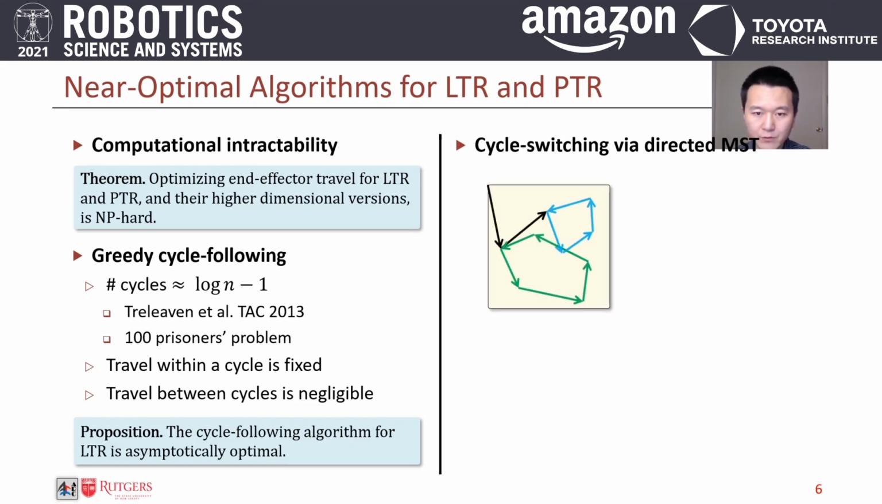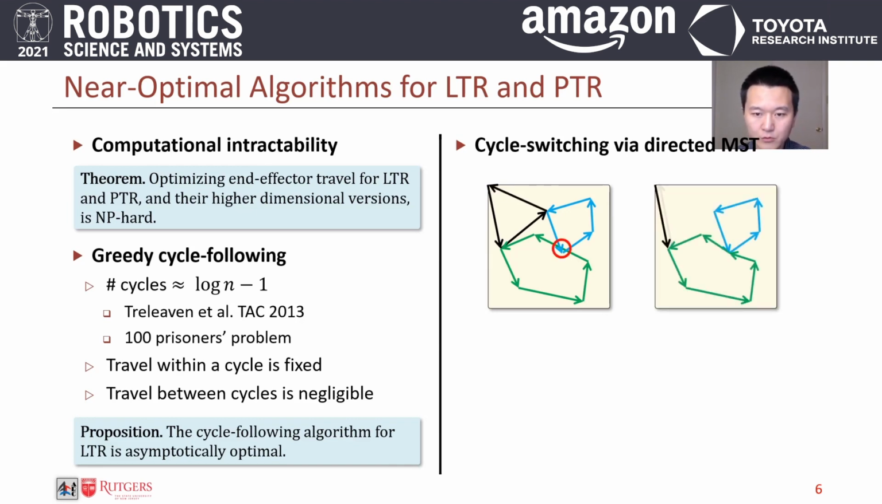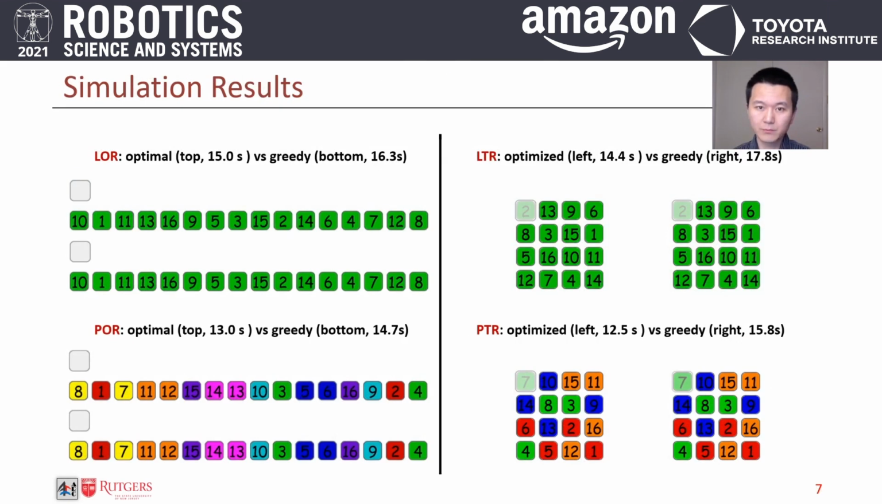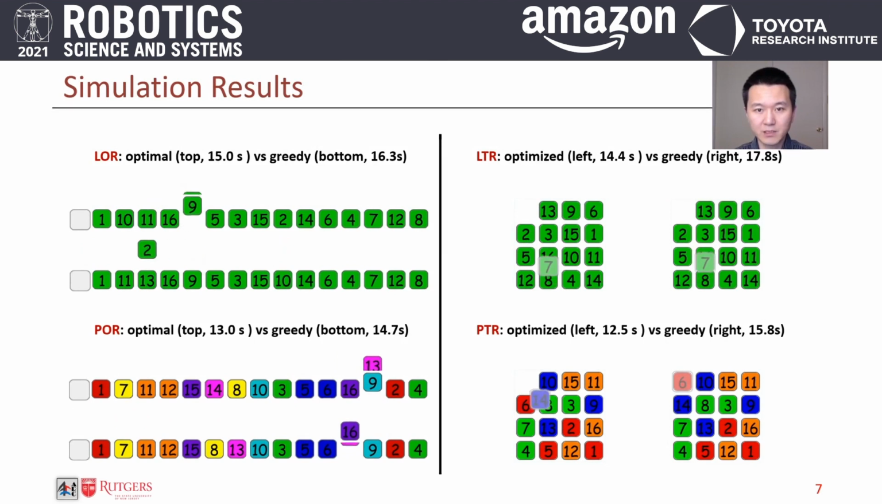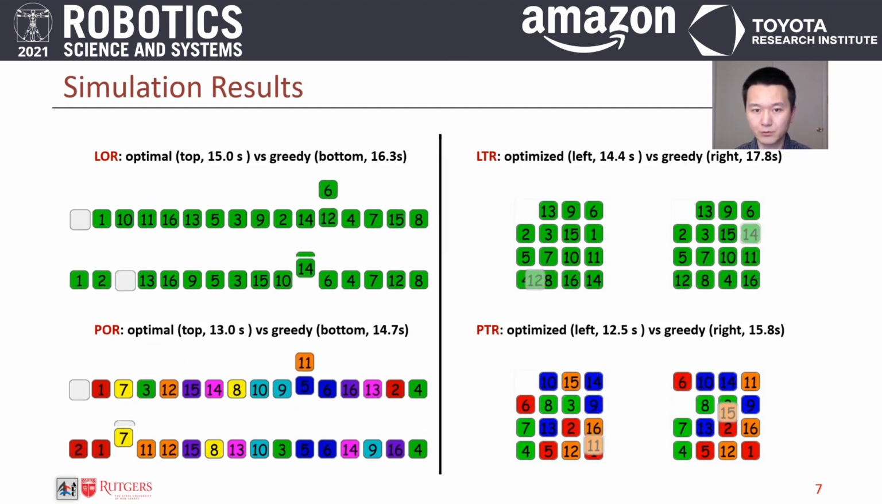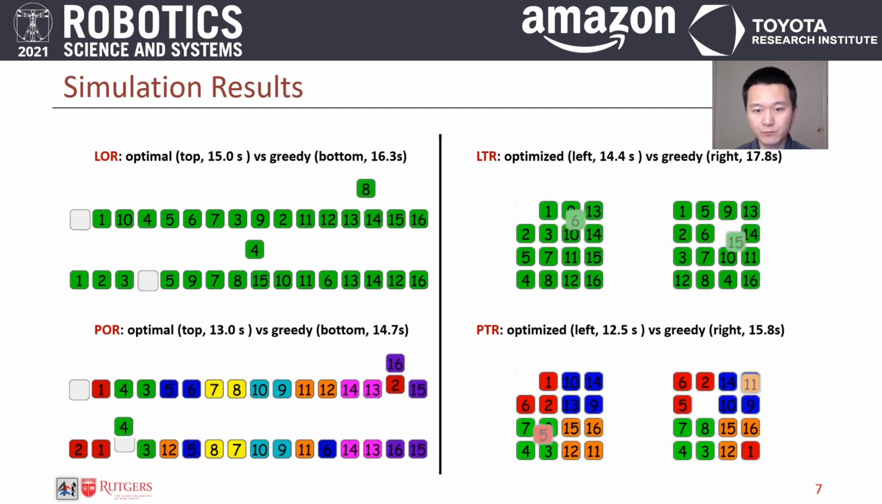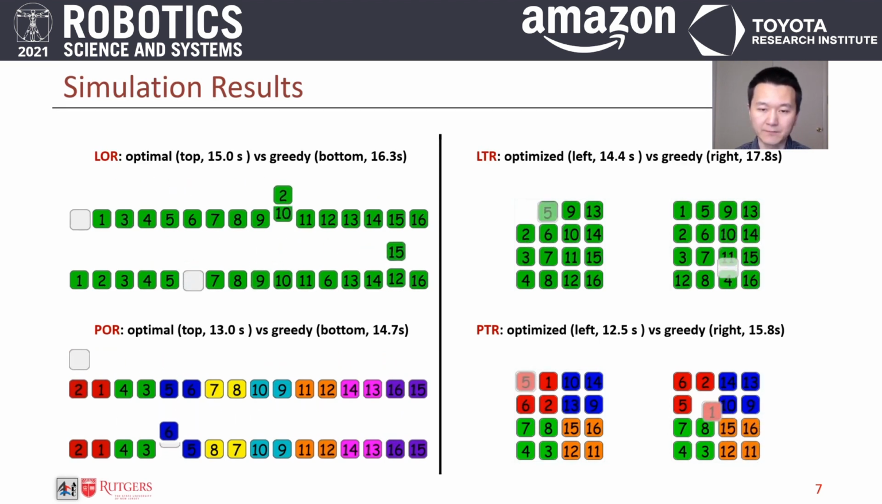We can further improve the algorithm for LTR by adding cycle switching. For example, we can use cycle switching to shortcut this cycle following solution to reduce end-effector travel cost. This leads to improved optimality when the number of items is small. Similar computational results hold for the partially labeled case. Simulation results further confirm the efficiency of our algorithmic solutions. In general, we observe that our optimal or optimized solutions provide a sizable improvement in terms of optimality.